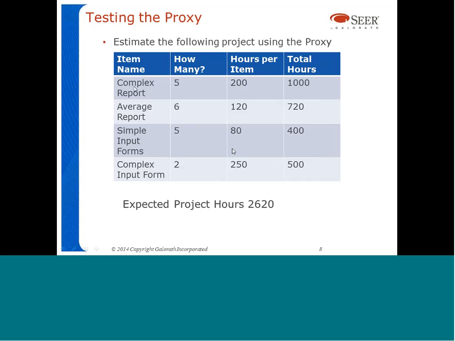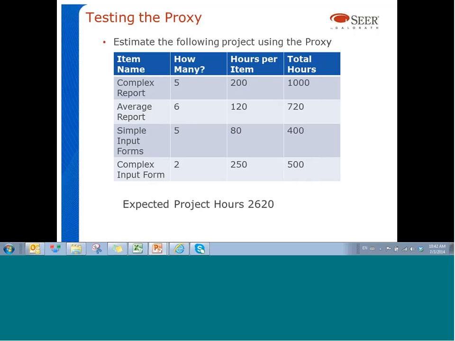Okay, so we're going to be creating a project that has 5 complex reports, 6 average reports, 5 simple input forms, and 2 complex input forms. Based on the hours that it takes for each individual item, these are the total hours that this project is expected to take for each individual proxy element. And all in all, we're expecting our project to take around 1,620 hours. So let's model that project in SEER using our proxy and see if we can get the correct result.